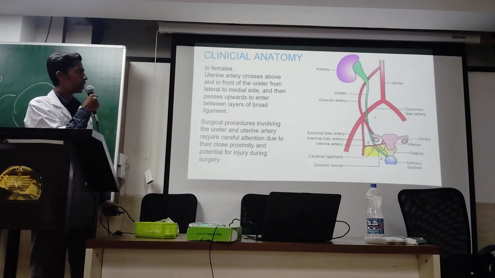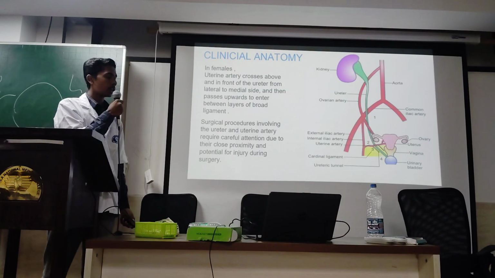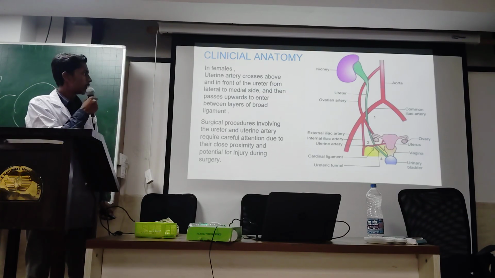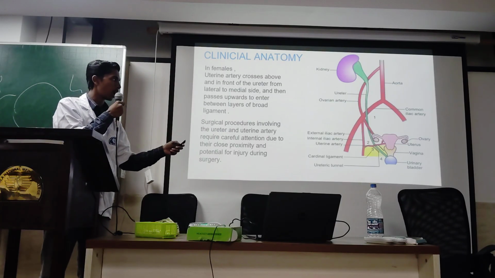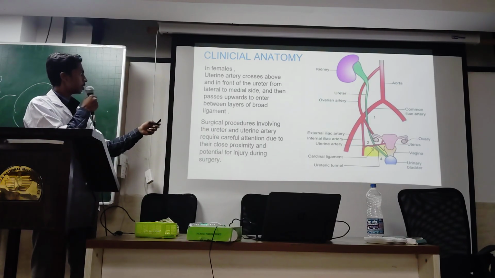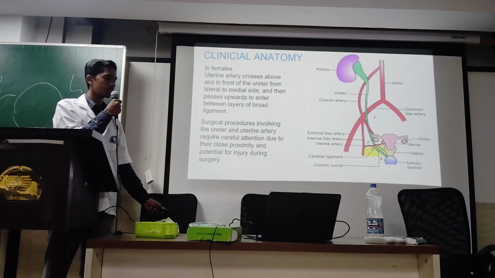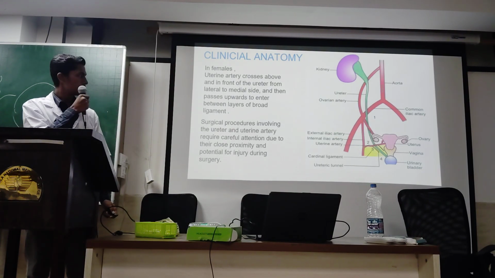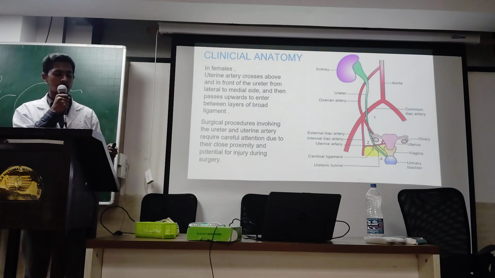Moving on to the clinical anatomy, we must understand the spatial relationship of the uterine artery and the ureter. As you can see in the diagram, the uterine artery passes from the lateral to the medial side, above and in front of the ureter, before entering upwards into the layers of the broad ligament, which is why surgical procedures involving the ureter and uterine artery must involve careful attention due to their close proximity and potential for injury.